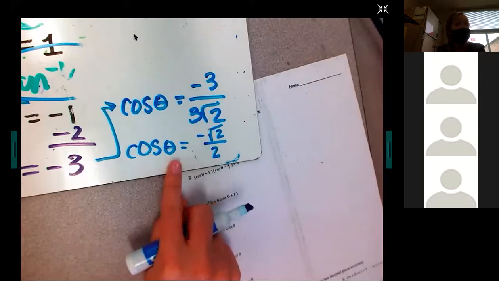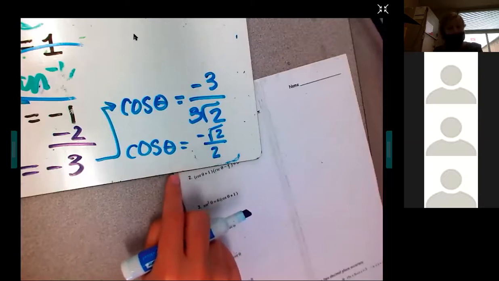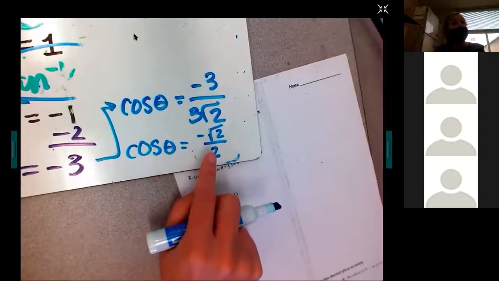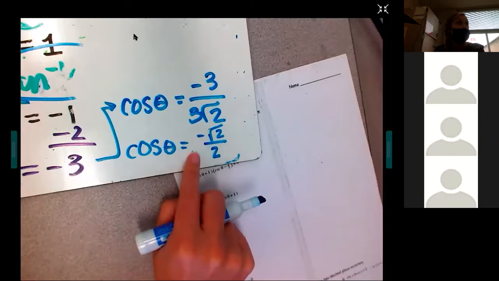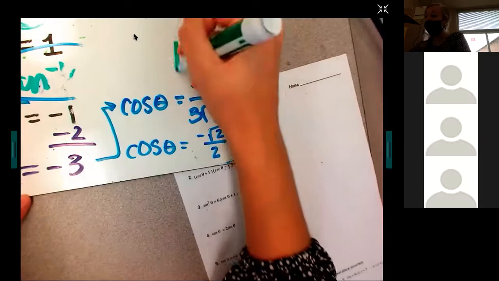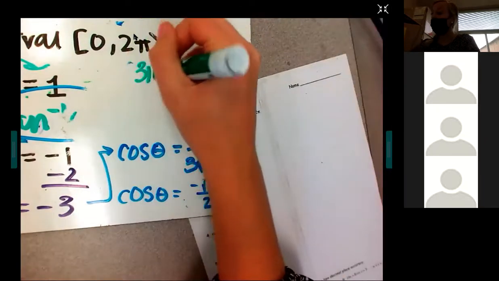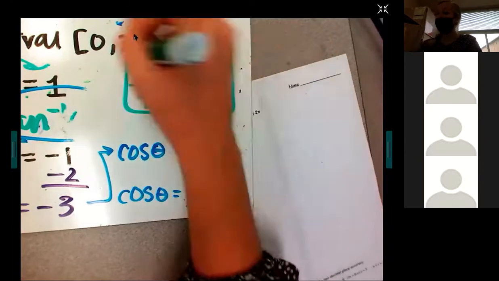What 2 quadrants are the cosines negative in? 2 and 3. Where the x is negative, quadrant 2 and 3. So now think about square root of 2 over 2. At what angle does that x value occur? The pi over 4. So what are the 2 pi over 4 angles in quadrant 2 and 3? Pi over 4. Good. 3 pi over 4. Good, KJ. And 5 pi over 4. Those are your 2 answers, solutions.